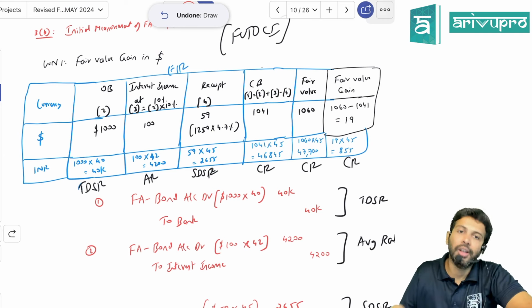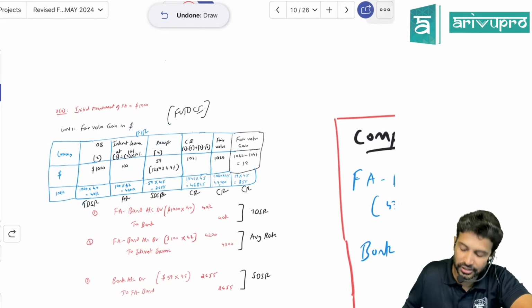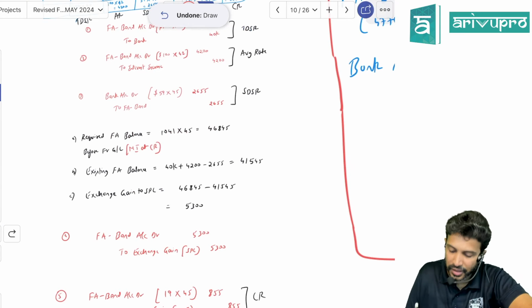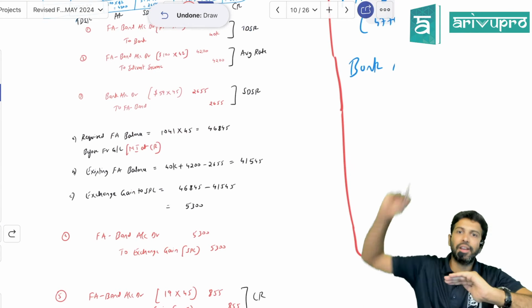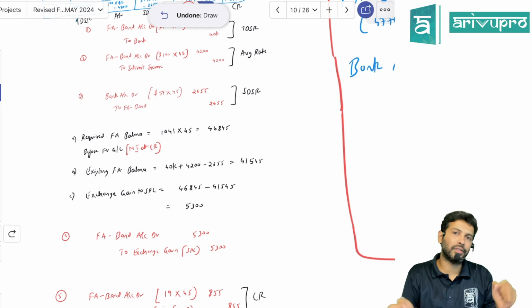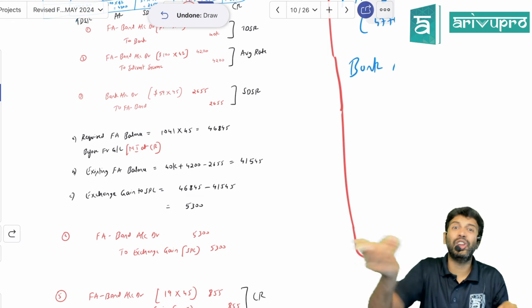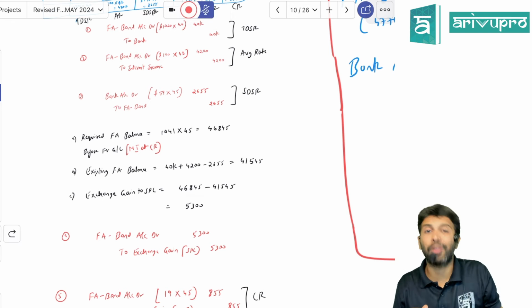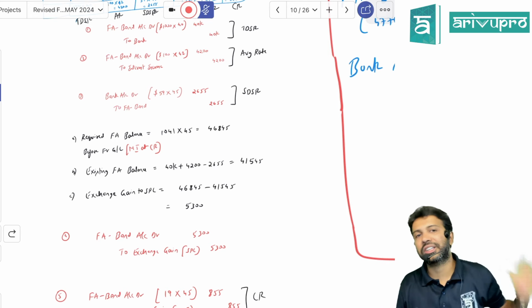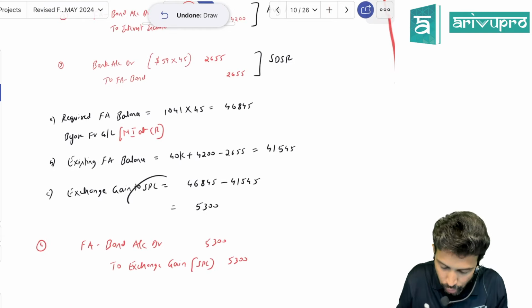Now means what, sir? If you do this plus minus, you are only getting 41, but the value we need is 46. From 41, we need to bring up the investment balance to 46. How much is the gain? Since you have to increase the value of the investment, it's a gain of 5,300. This is a gain due to your exchange rate fluctuation, a monetary item's exchange gain. All monetary items' exchange gain or loss will be transferred to SPL. So this particular 5,300 gain will go to SPL.